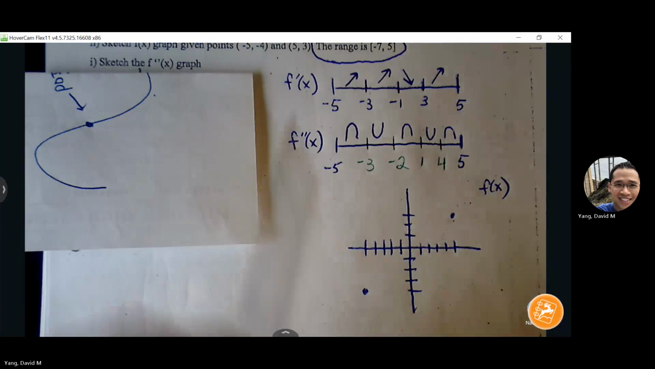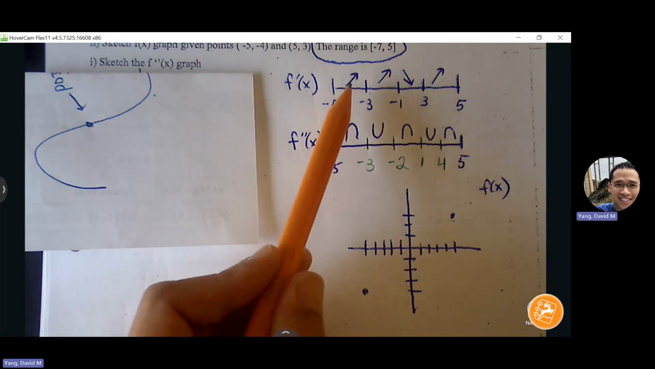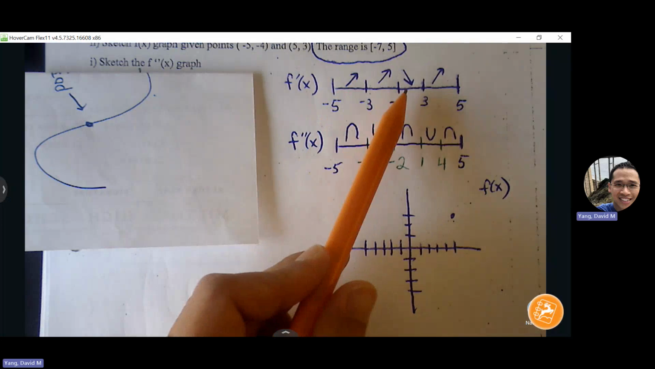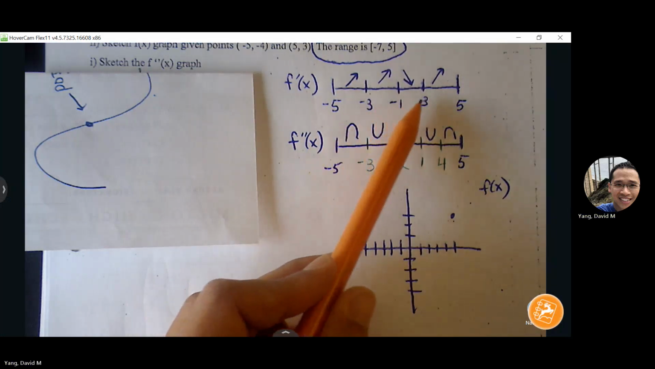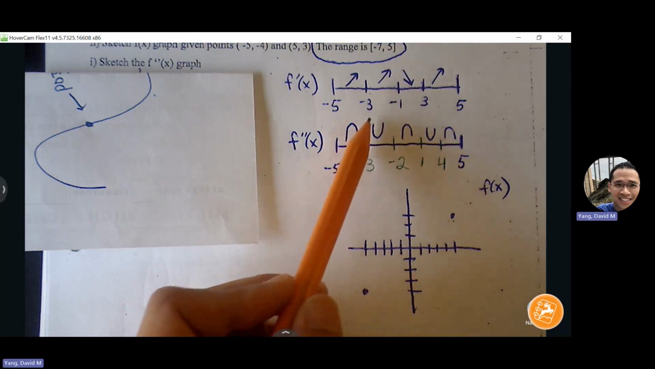Now, we're only going to look at the F prime graph because that's going to help guide us. We're just going to do what the arrow tells us. If the arrow points up, we're going to make the graph go up. If the arrow points down, we'll make the graph go down. If it hits a slope 0, then we want the graph to flatten out.